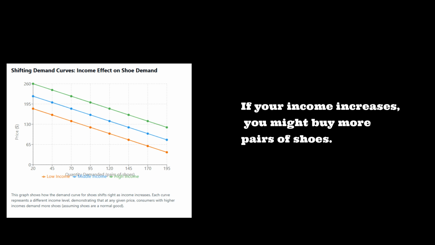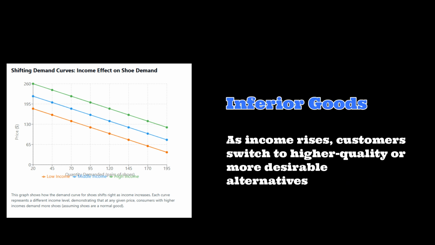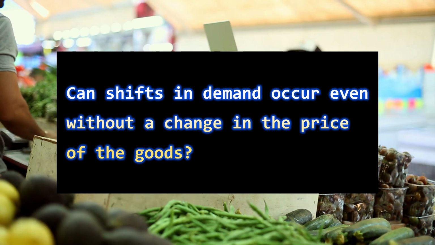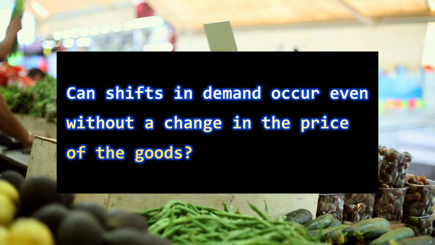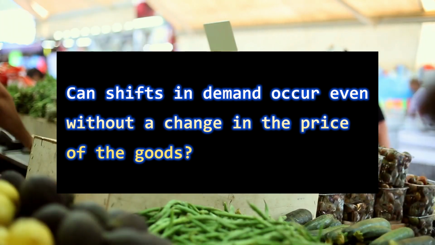For example, if your income increases, you might buy more pairs of shoes. In Mankiw's terminology, shoes are a normal good, which is defined as a good for which demand increases as consumer income rises. On the other hand, inferior goods are those for which demand decreases as income increases. Question for you. Can shifts in demand occur even without a change in the price of the goods?